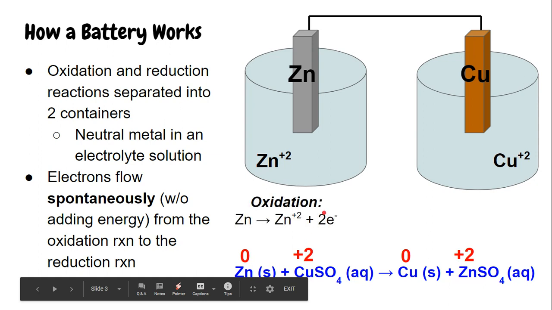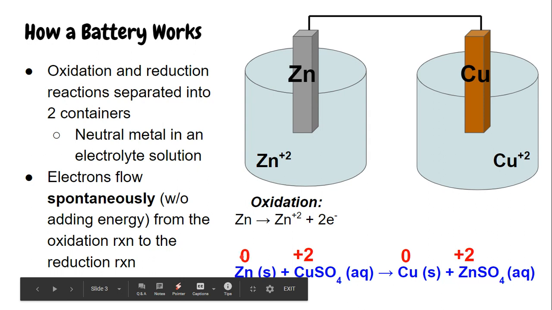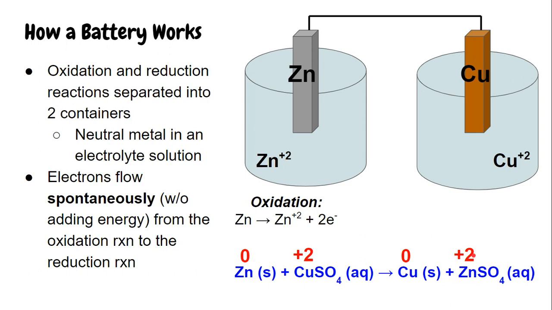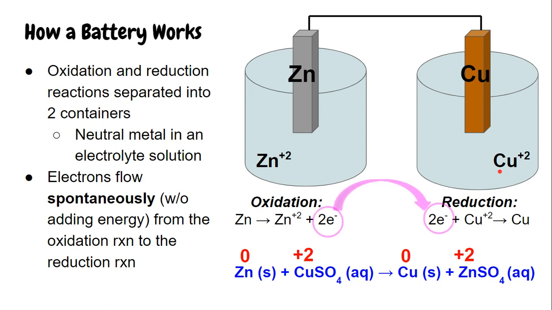And so the oxidation reaction will happen over here because zinc is going to go from having a charge of 0 to having a charge of +2. That means that zinc has lost 2 electrons. Well, this copper over here in this container would really like to gain some electrons. And so that's really how the battery works, is that these electrons are going to be given up by the zinc and they're going to be accepted over here by this copper.